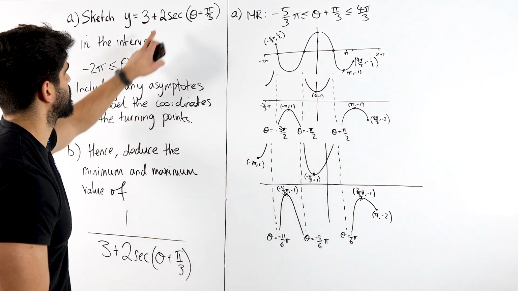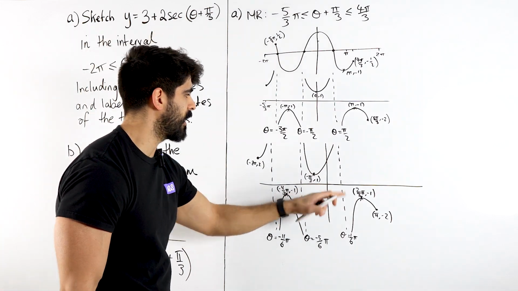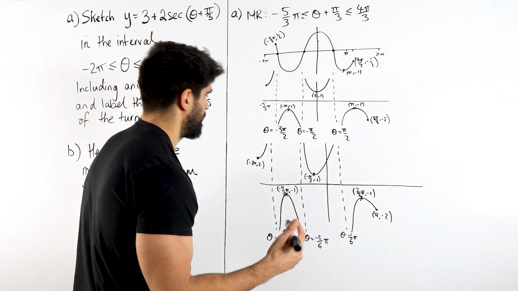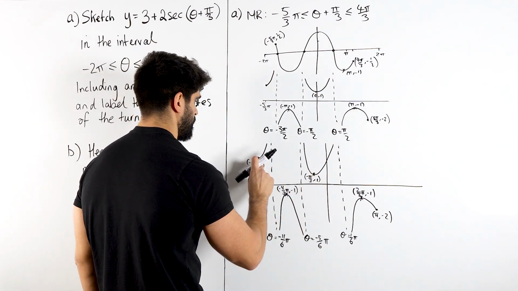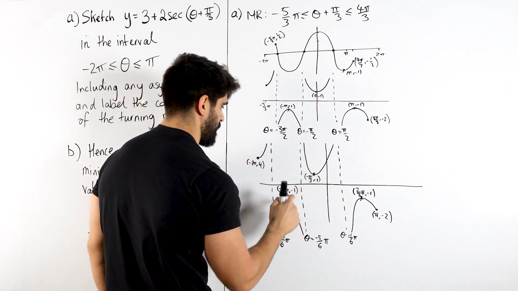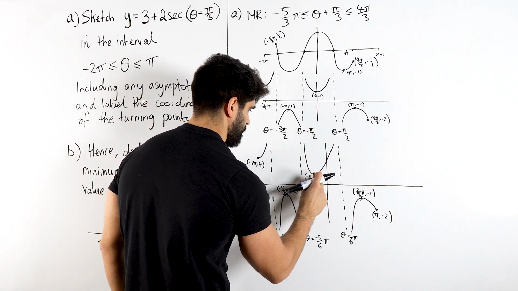The next thing we need to address is this 2. Now that 2 is literally just going to multiply all my y values by 2. And in the exam, I would literally just change this. I'd write over it. But since I have the benefit of rubbing things out, I'm just going to double everything like this.